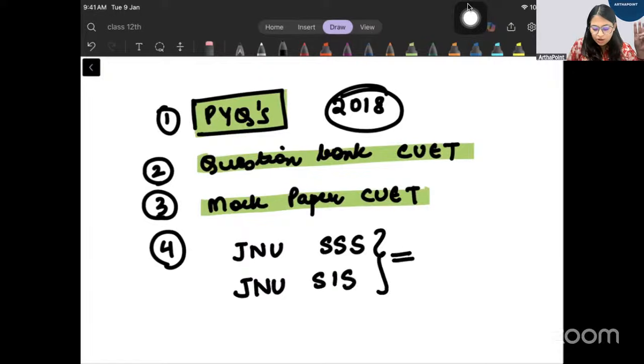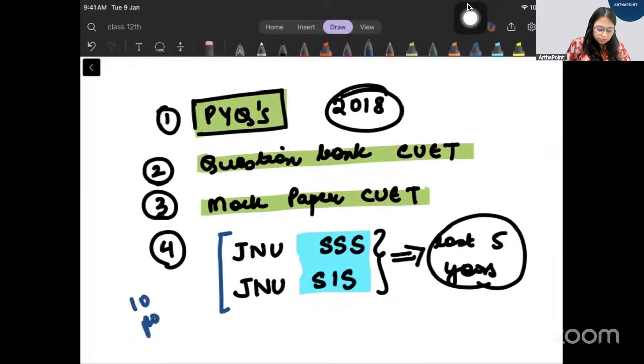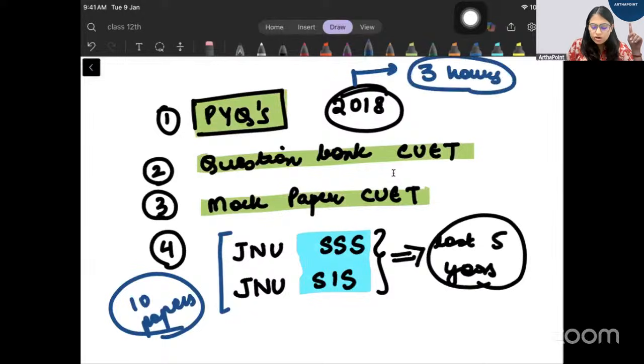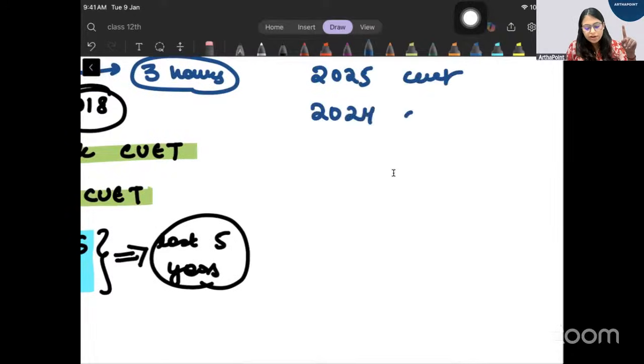You will go ahead and do 5-year papers from before JNU ended and came as part of CUET, the 5 years of papers before that, of JNU SSS and JNU SIS, that means total 10 papers you will be solving. But you will be doing these things one in one day. So if I start today, I will dedicate the next 3 hours only to solving the 2025 CUET paper. Tomorrow I will do the 2024 CUET paper.